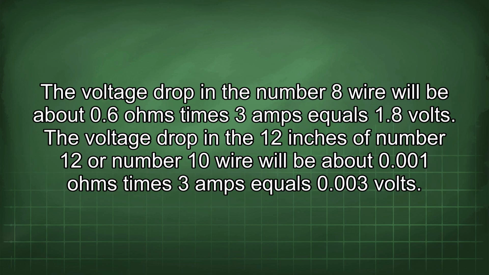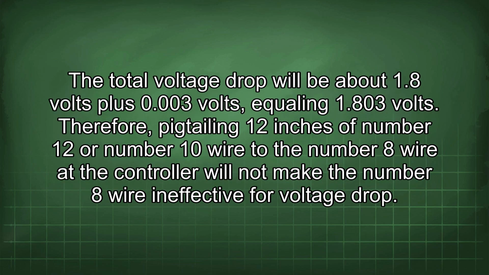The voltage drop in the number 8 wire will be about 0.6 ohms times 3 amps equals 1.8 volts. The voltage drop in the 12 inches of number 12 or number 10 wire will be about 0.1 ohms times 3 amps equals 0.3 volts. The total voltage drop will be about 1.8 volts plus 0.3 volts, equaling 1.803 volts. Therefore, pigtailing 12 inches of number 12 or number 10 wire to the number 8 wire at the controller will not make the number 8 wire ineffective for voltage drop.